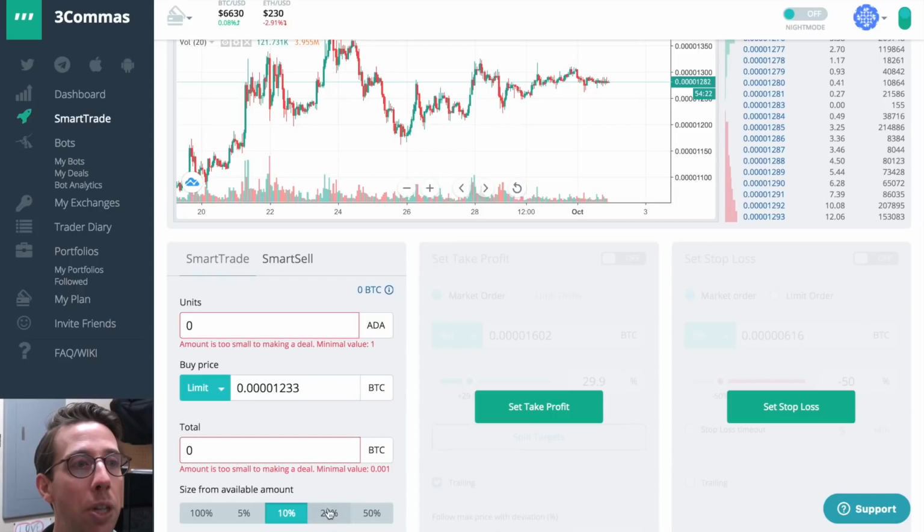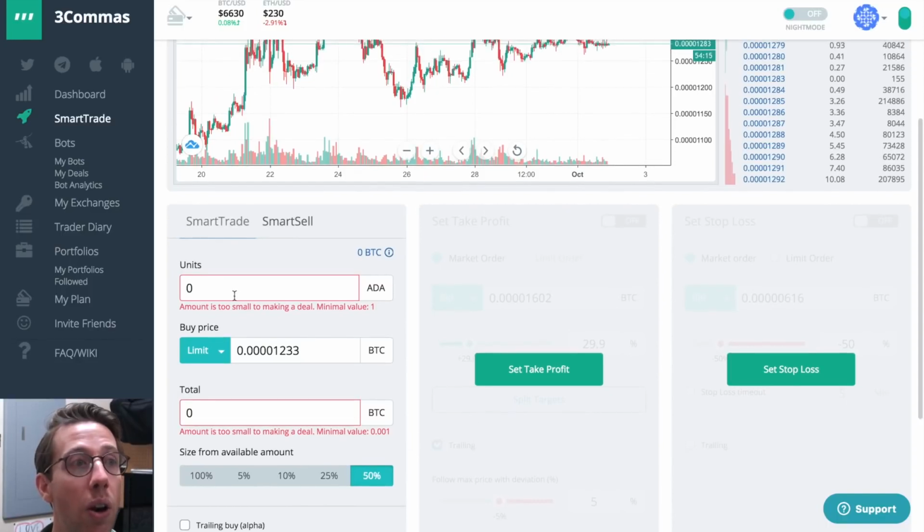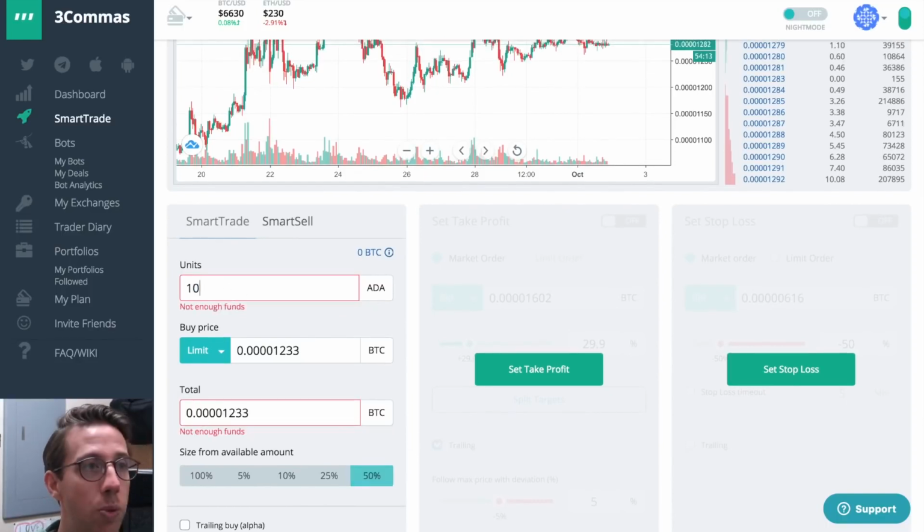Then I can choose how much of my deposit I want to use. 100% of my deposit, 50% of my BTC holdings, or I could choose, well, I just want to buy 100 ADA. And it'll tell me how much that's worth at this price.